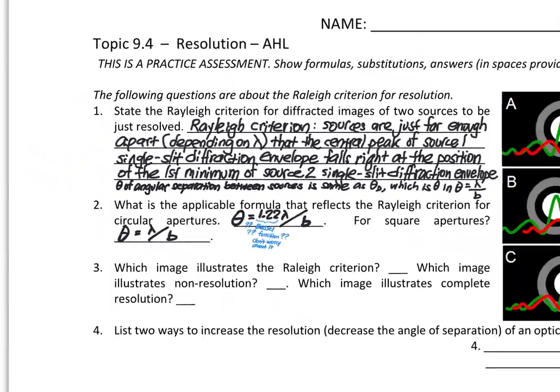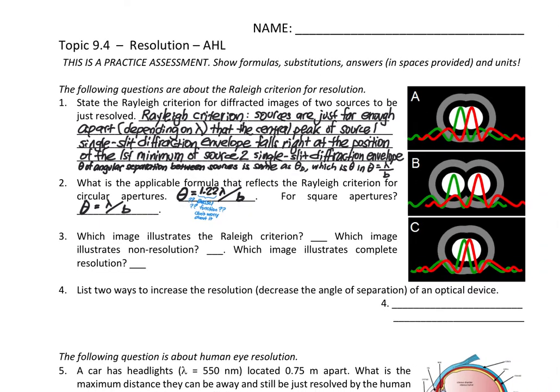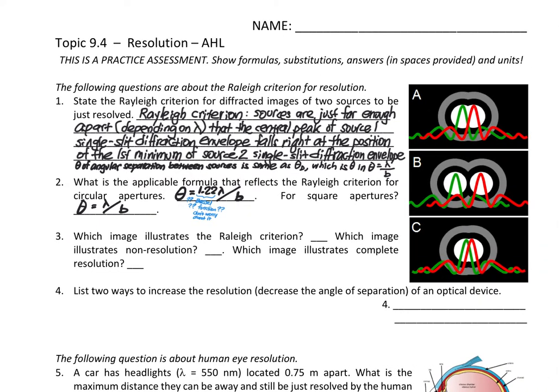All right, so let's move on to number 3. Number 3 says, which image illustrates the Rayleigh criterion, the barely being resolved? We talked about that before. That would be A. And then not resolved means that it's too close. It's closer than what's allowed by the Rayleigh criterion, so that would be C. And then further apart than the Rayleigh criterion would definitely be resolved, and so that would be B.